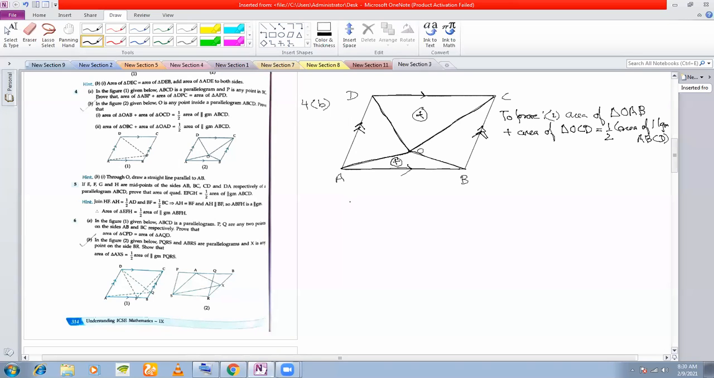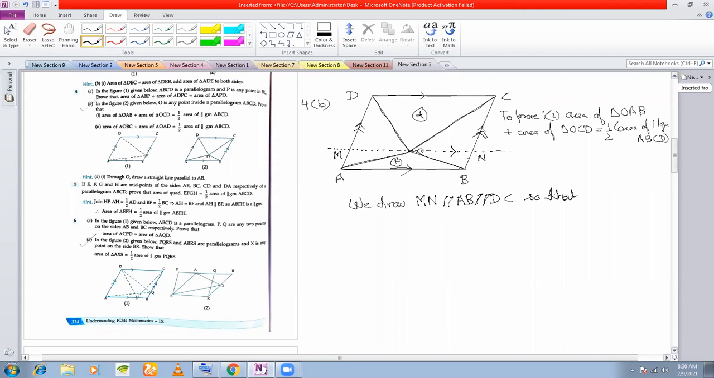That is, we draw MN parallel to AB. So we draw a straight line parallel to AB, and of course this line is also parallel to DC. Call this MN, give an arrow here. Okay, so this line MN is parallel to AB and DC.